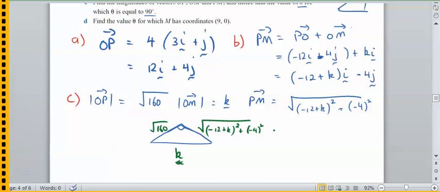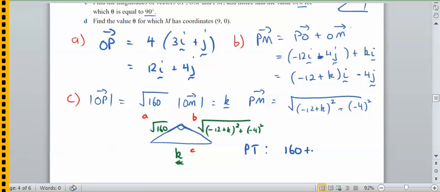So therefore, we'd have to say, just for the time being, to make it nice and easy, call these A, B, and C. The square root of 160 squared plus the square root of B squared is equal to k squared. So let's do that, Pythagoras' theorem. 160 plus, conveniently that square root sign is going to disappear, (negative 12 plus k) squared plus 16 is equal to k squared.